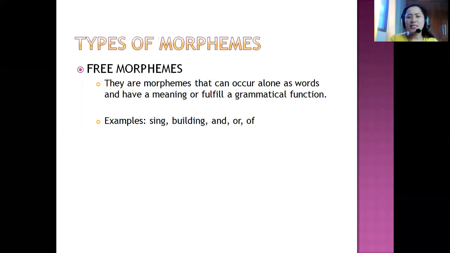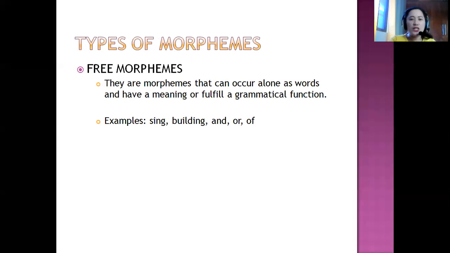So why is the free morpheme called free? Why is it called the independent morpheme? It is called free since it can stand alone. It can occur alone. It is meaningful on its own. For example, sing, building, and, or, of. Each of them has its own meaning.